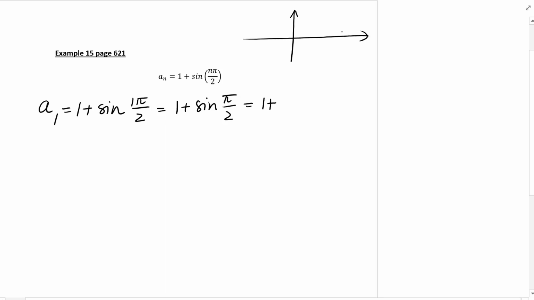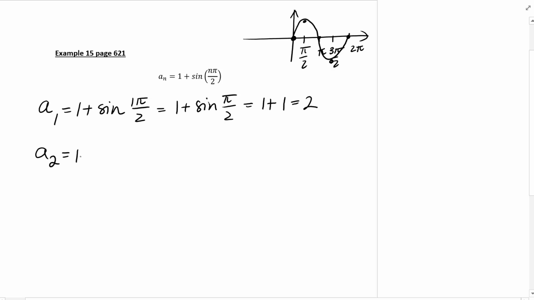Let's remember the sine function. It's 0, and then at pi over 2 it's 1, and then at pi it's 0, and at 3 pi over 2 it's negative 1, and then at 2 pi it's 0, and then it repeats every 2 pi. So sine of pi over 2 is 1, so a sub 1 is equal to 2.